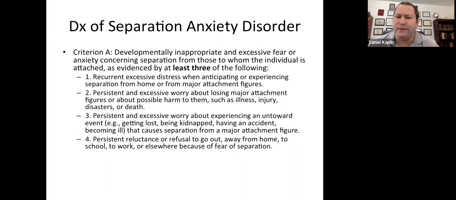You can also see persistent worry about losing an attachment figure, such as losing them to injury, illness, disaster, death, things like that. You can also see worry about unexpected or untoward events, such as maybe being kidnapped or getting lost or becoming ill, which would cause a separation from this attachment figure. We also see reluctance or refusal to go out or leave the home, to go to work, school, etc.